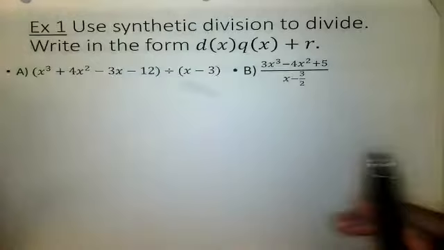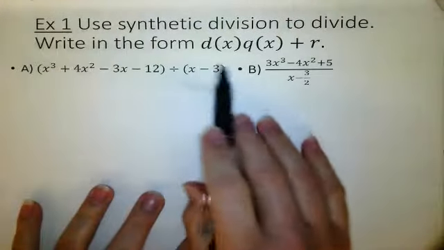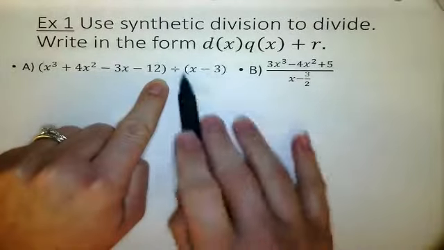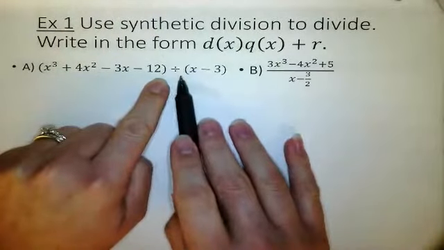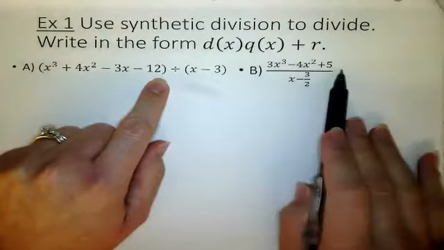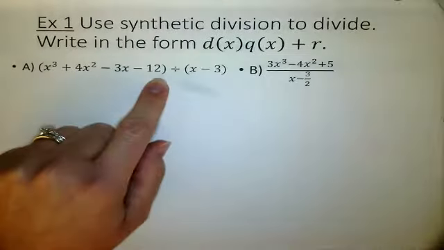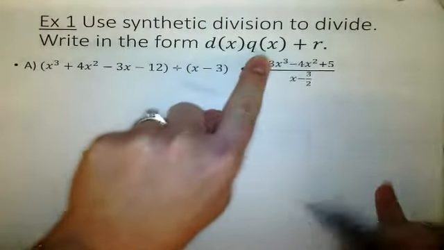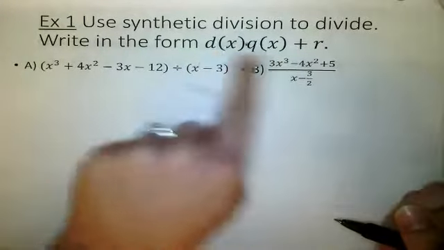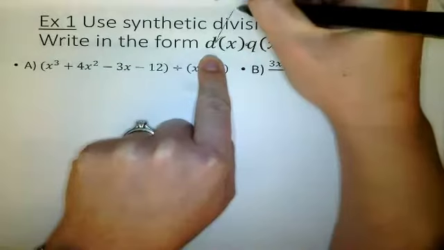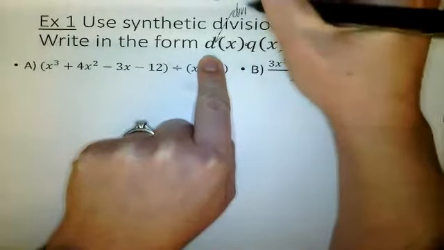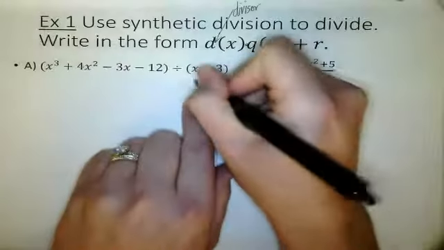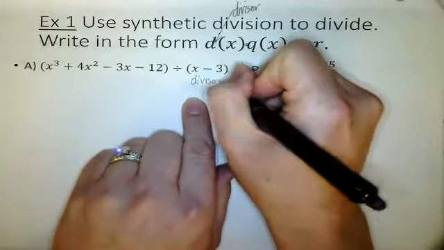So the first group of problems today you're doing are just looking at different notation. We are dividing one polynomial divided by another polynomial, so we could use the division symbol, or we could use a big division bar like this, and they mean the same thing. We want to write the answer in the form d of x times q of x plus r. D of x represents the divisor, the thing that is doing the dividing.